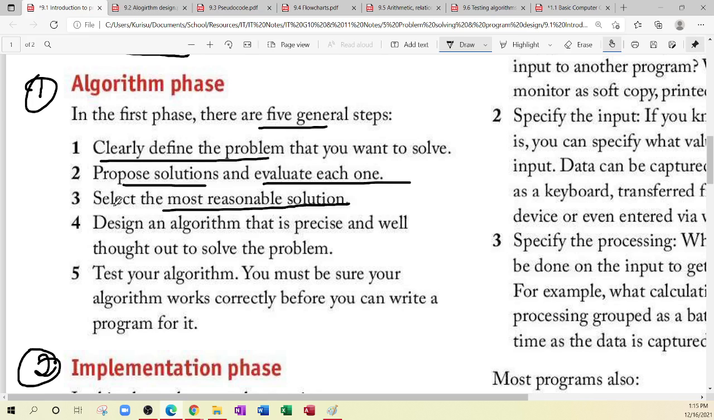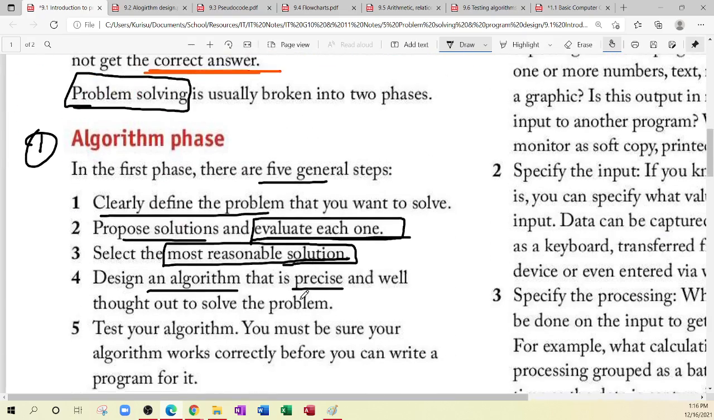So when you propose a solution, you think of what the advantages and disadvantages are, you evaluate it, see which one you think would be better, which would be more effective, and then you choose the most reasonable solution. Now for that solution, you're going to develop an algorithm. As we mentioned already, this algorithm is a series of precise steps that would lead to the solution.